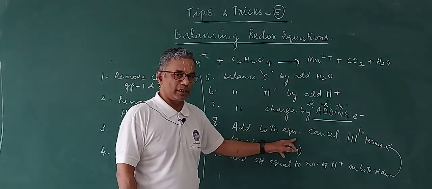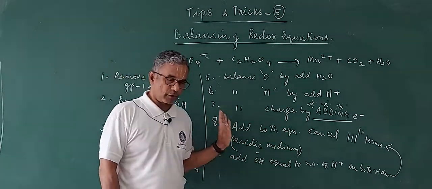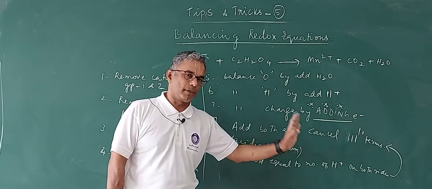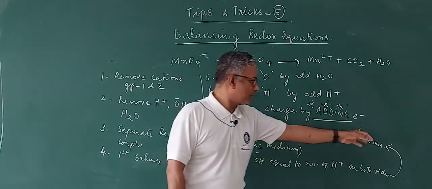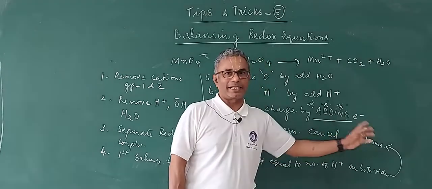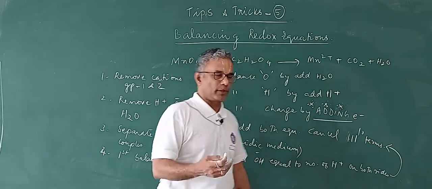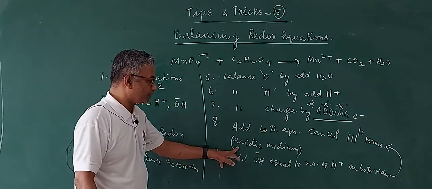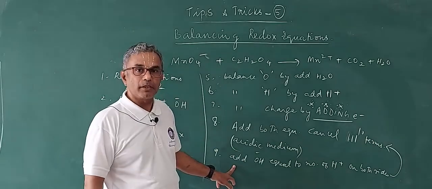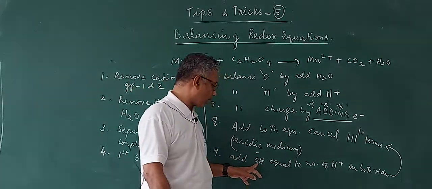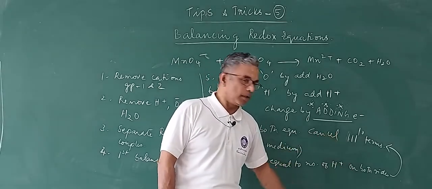Then add both the equations, that is the redox couple that you have separated, the reduction couple and the oxidation couple. Add these two together to get the final equation, and similar terms on either side of the equation you can cancel, usually the water molecules or the H plus. That means you will be balancing it in the acidic medium. Then if you want to balance the same in the alkaline medium, you have to add OH minus equal to the number of H plus in the given equation on both sides.